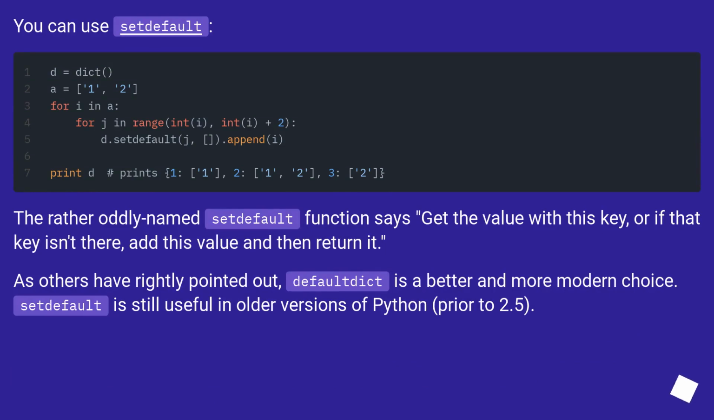You can use setdefault. The rather oddly named setdefault function says get the value with this key, or if that key isn't there, add this value and then return it. As others have rightly pointed out, defaultdict is a better and more modern choice. setdefault is still useful in older versions of Python, prior to 2.5.